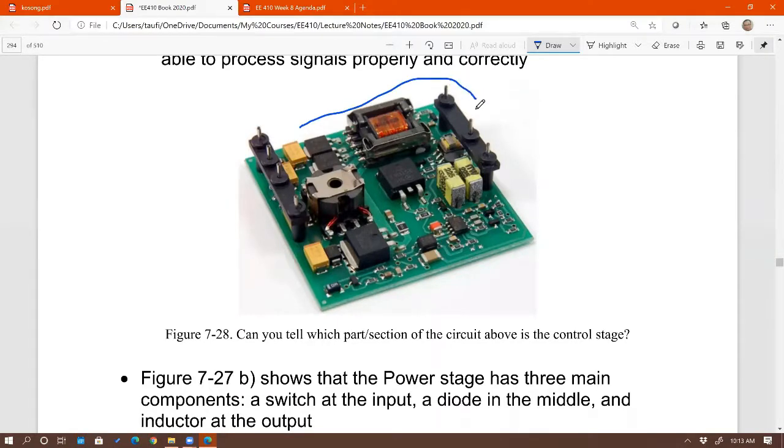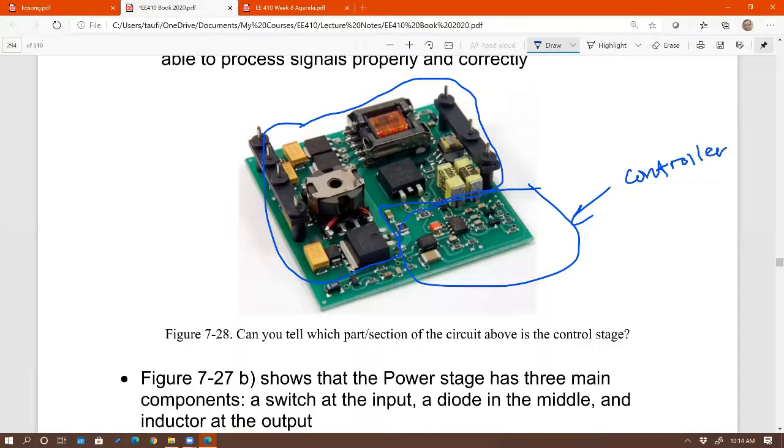Therefore, the components are going to be bigger right there. So you can see the bigger components. These are power stage components. And then you can see the smaller components right there. That must be controller stage. Where's my pen? Right here. So here's controller stage. And here is power stage. But even on the PCB, after we build it, we can tell the difference between power stage and control stage. You cannot mix them up.